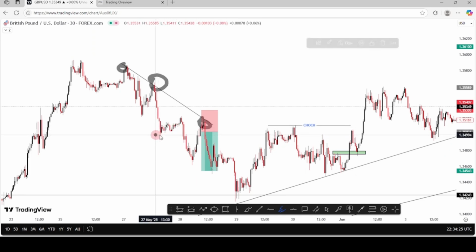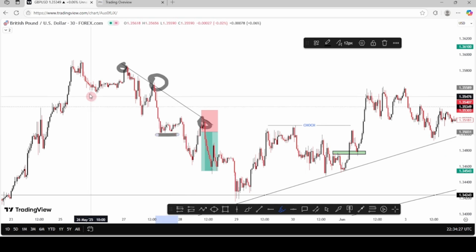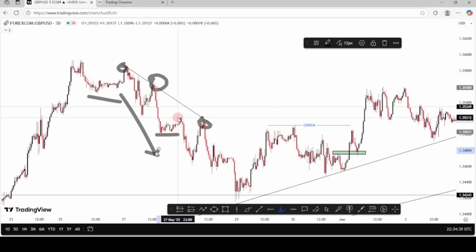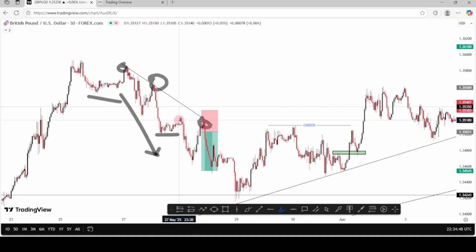We have a break of structure around this place, and a change of character already happened around this area. Okay, so price was in a downtrend, basically from here to the downside. You can see we have lower high, lower low, lower high, lower low. Price pushes up a little, break of structure, price pushes down.